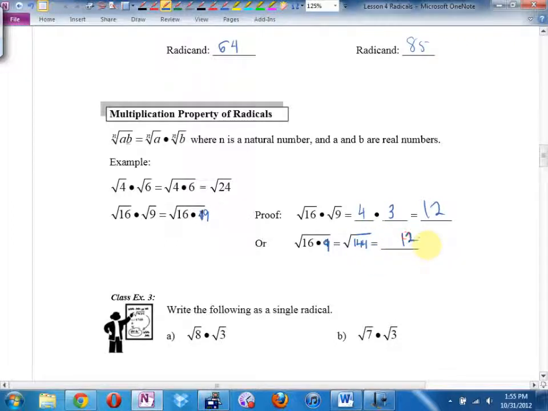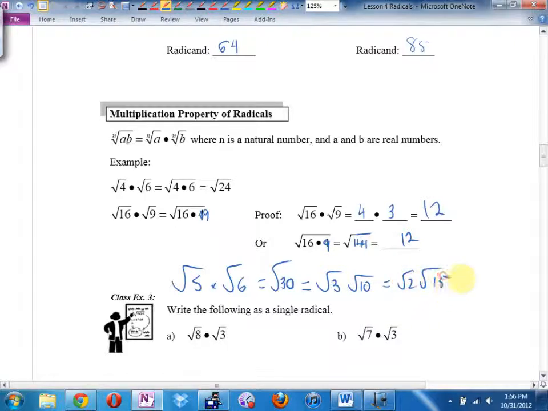So what we're saying is root 5 times root 6 is root 30. That's allowed. Oh, and this is also root 3, root 10. Is that not still root 30? Oh, and this is also root 2, root 15. Still root 30.